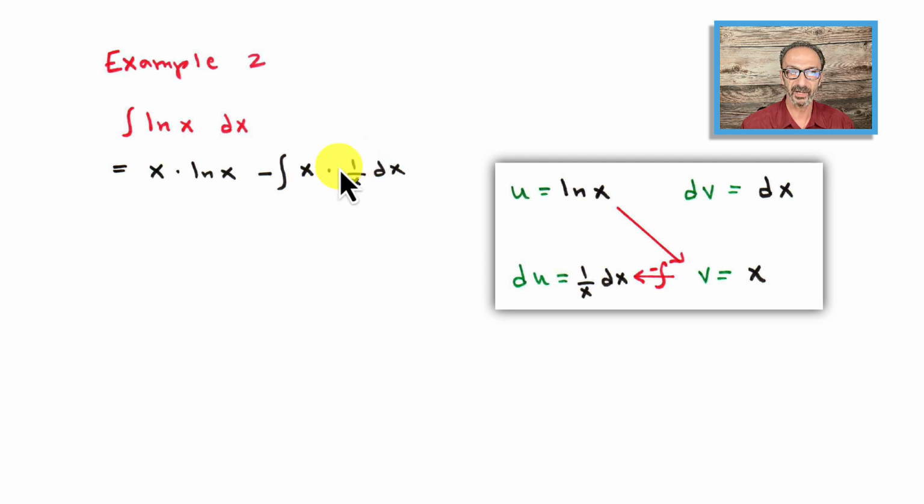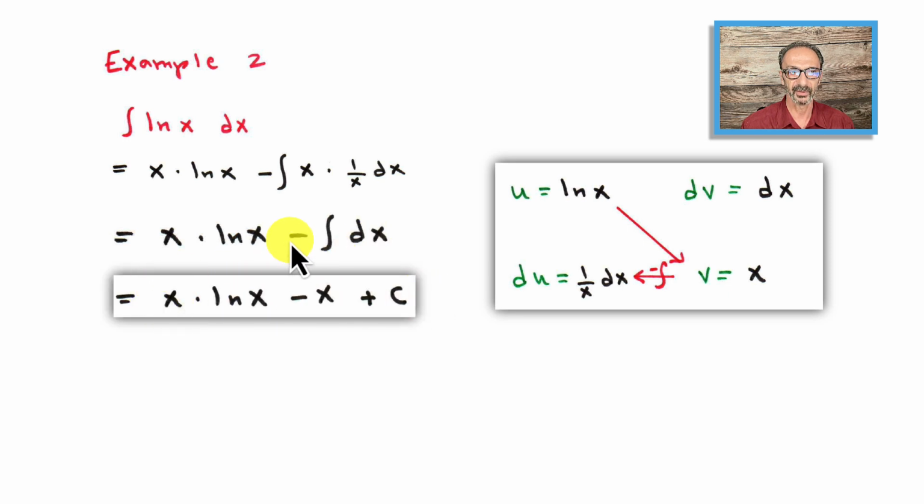Well, this one simplifies and goes quick. That's a 1. So we have x ln x minus the integration of dx by itself. We're almost done. That's a minus. That will give you x. We don't forget again the constant of integration. We're done. Example number 3.